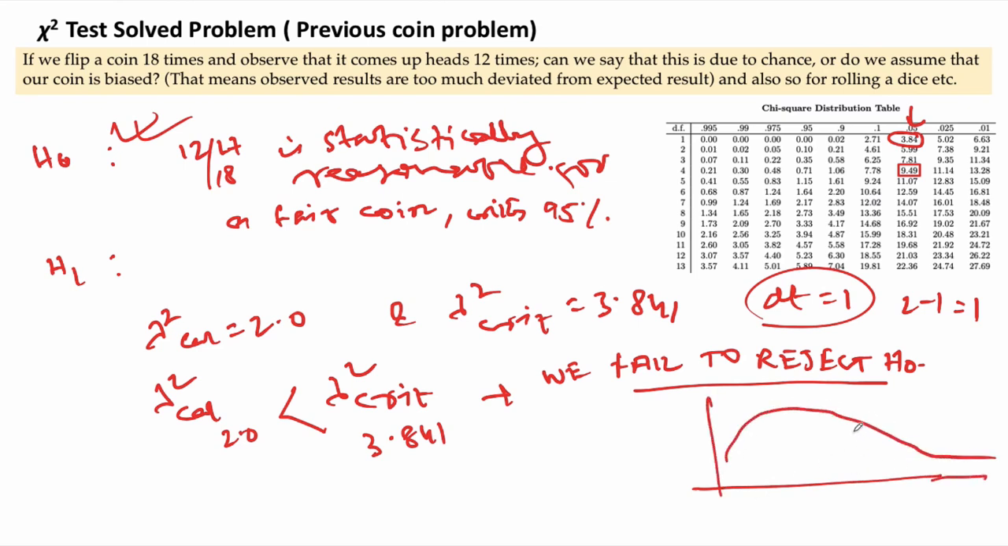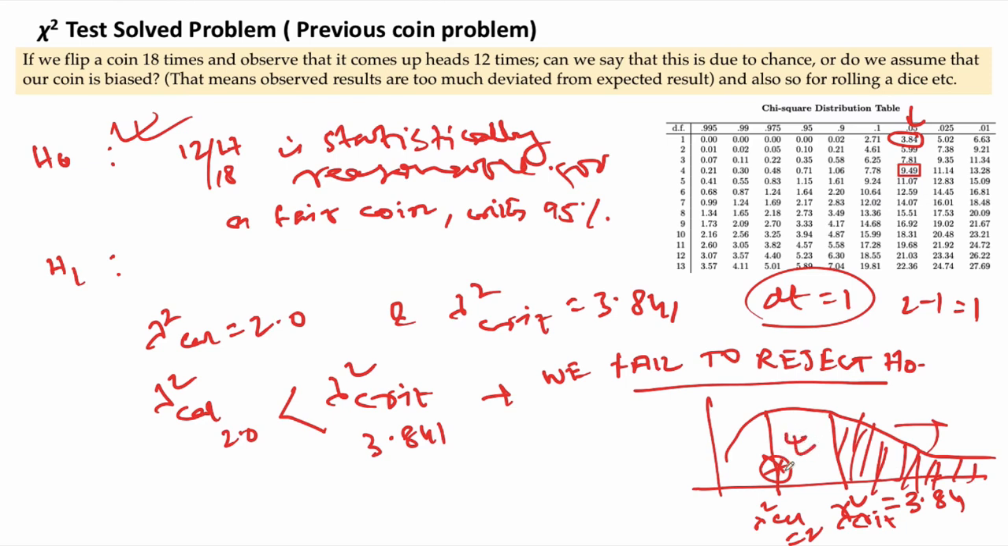If we represent this graphically, let's say the chi-square critical value is 3.84 and the chi-square cal value is 2, that means it falls here. Clear? But this is the rejection region, on the right hand side. This is the rejection region, and that is not a rejection region, so that is the reason we are accepting the null hypothesis. Clear? So we fail to reject the null hypothesis.